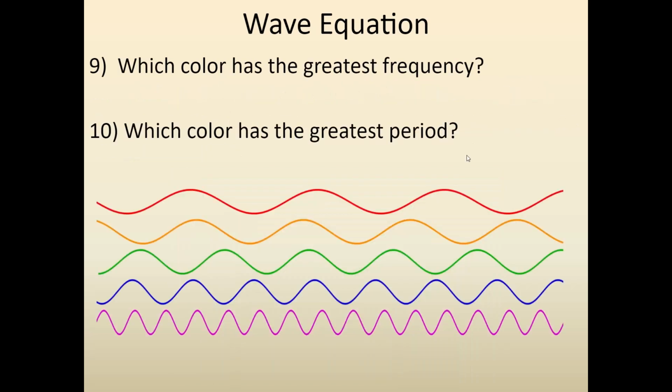All right. Here's another question. Pause the video and work it yourself. I'm going to go over it in a second. All right. So they want to know which one has the greatest frequency, which one has the greatest period. So looking at this, the greatest frequency is the one that we see the most often. The purple one is the one we see most often. So this one has the greatest frequency. And the one that has the greatest period is the one that's the longest, or the less frequent, red.